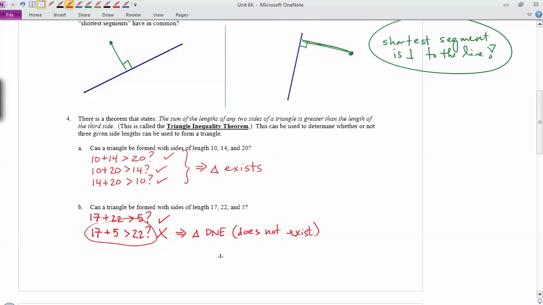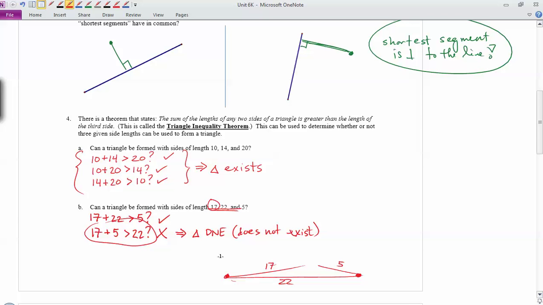Now, there's a shortcut for this. You don't really have to check every single combination here. What you could do is just check, do the two shorter sides add up to be bigger than the longer side? Because if you think about it, like in this problem here, if I just lay down the 22, the long side is on the ground, and then I think about, well, I'm going to connect the 17 to this side and the 5 to that side. Well, 17 here, 5 here.